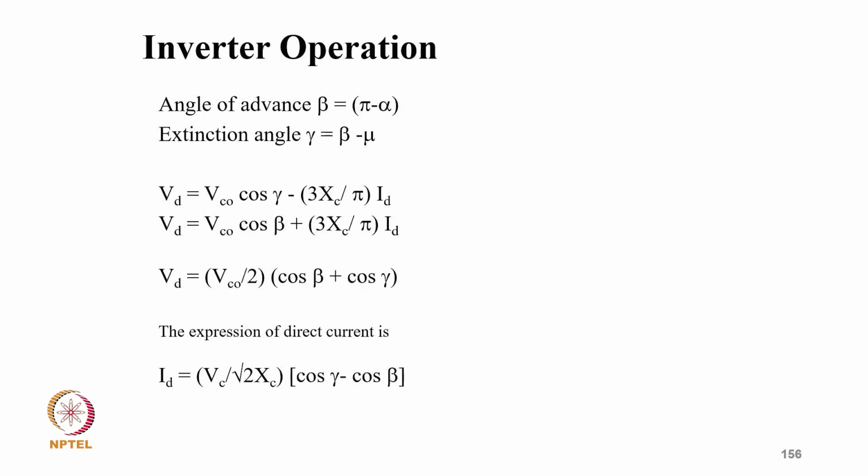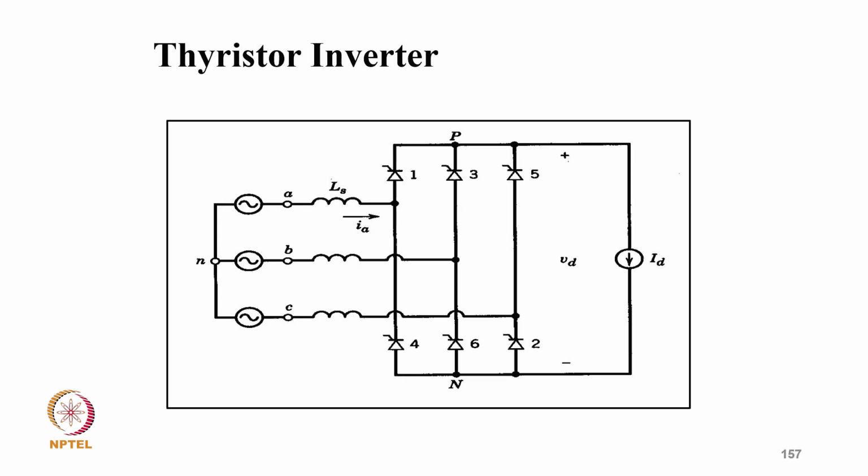And now coming to inverter operation, the angle of advance is called beta, pi minus alpha for the inverter station, and the extinction angle gamma is beta minus mu. So the voltage equations are VD equal to VC0 cos gamma minus 3 XC by pi into ID, and VD equal to VC0 cos beta plus 3 XC upon pi into ID. So from this, VD equal to VC by 2 into cos beta plus cos gamma, and the expression of ID is equal to VC upon root 2 XC into cos gamma minus cos beta.